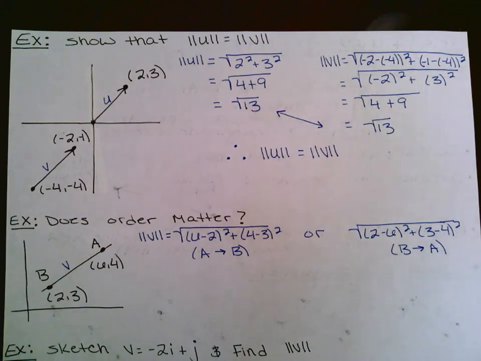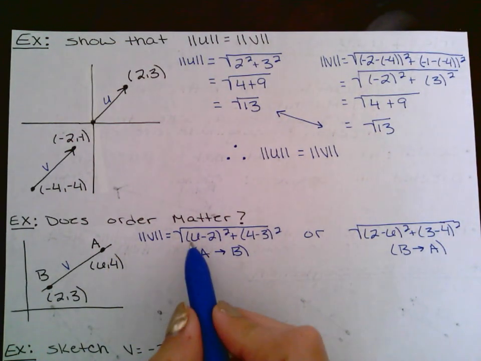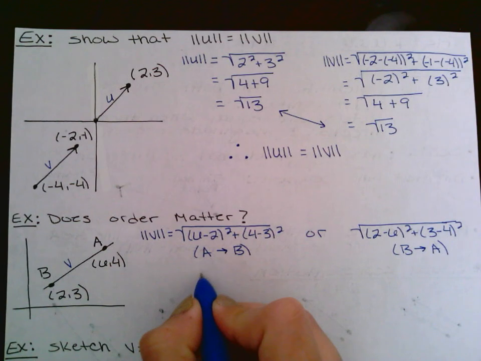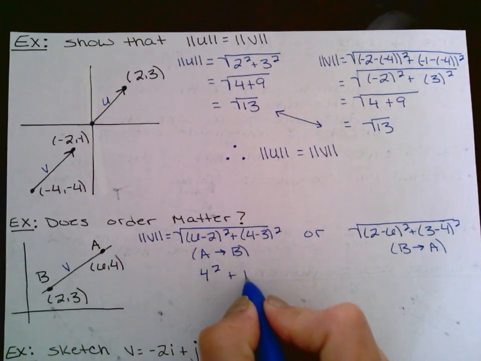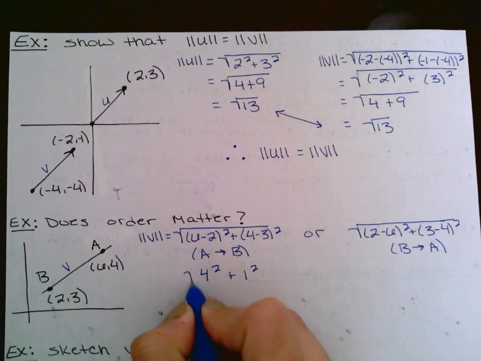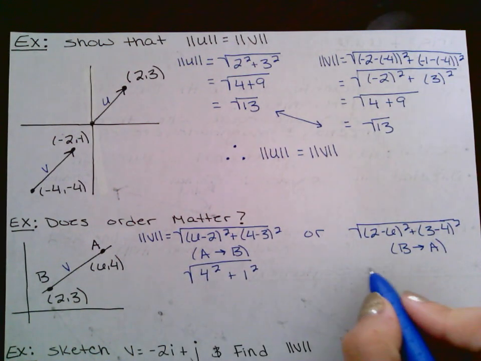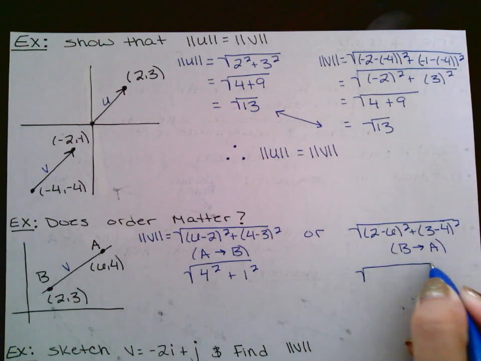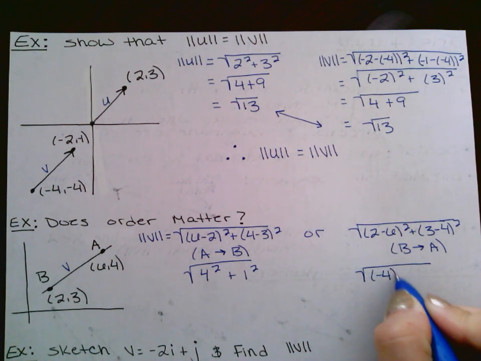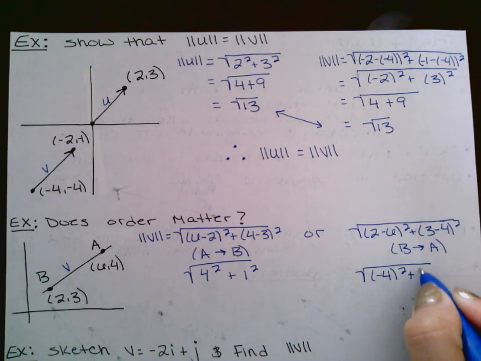Hopefully you guys are starting to grab the concept that magnitude is just the length, so whether I go from A to B or B to A, I should get the same answer. Let's double check. 6 minus 2 is 4. 4 minus 3 is 1. Here, 2 minus 6 is negative 4, and 3 minus 4 gives me negative 1.